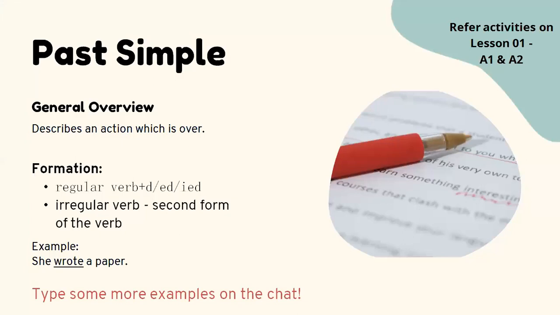Such verbs we call irregular verbs. And there are also regular verbs such as enjoy, enjoyed; you just add a D, or an ED, or an IED at the end. So here you have been given an example: she wrote a paper. What is this verb? Is it regular or irregular? Irregular. Right, irregular.